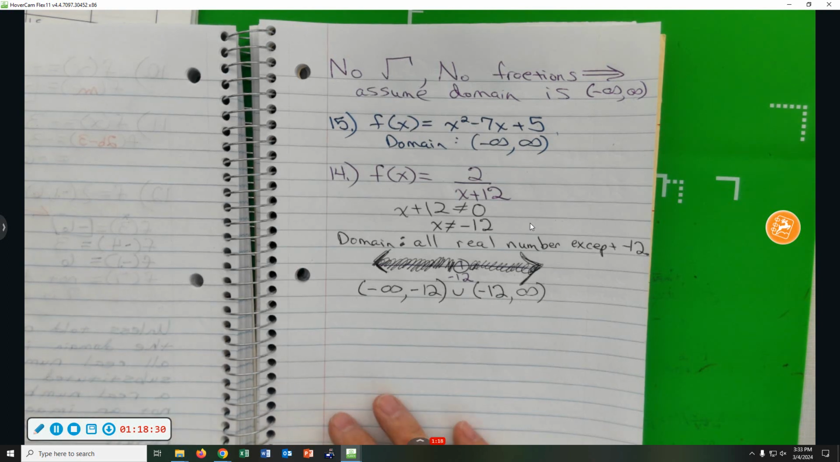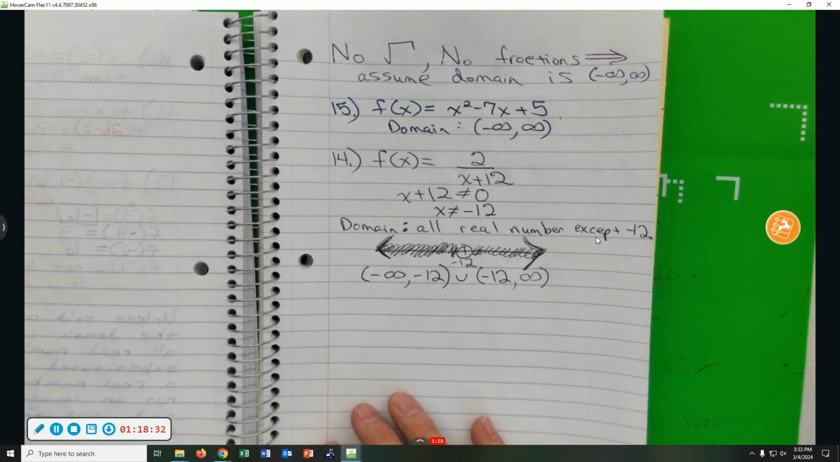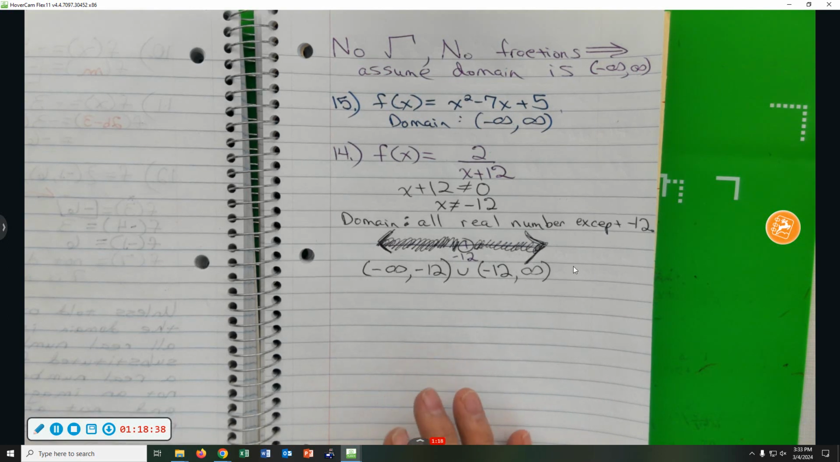My sister knows very little algebra, but she can read all the numbers except negative 12. Well, okay. But this, I know she knows that's an infinity symbol, and she could read it out, but she wouldn't know that it means everything except negative 12, right?